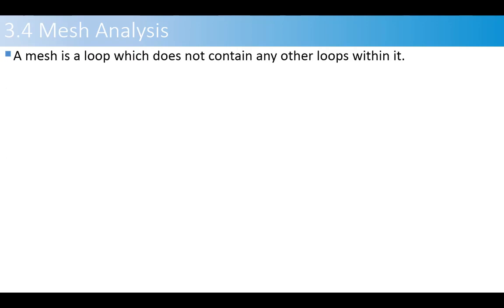So first of all, we will define what a mesh is. A mesh is a loop which does not contain any other loops within it. Just like we have already defined loops, nodes, and branches or elements of the circuit. So a mesh is a special loop that does not contain another loop within it.